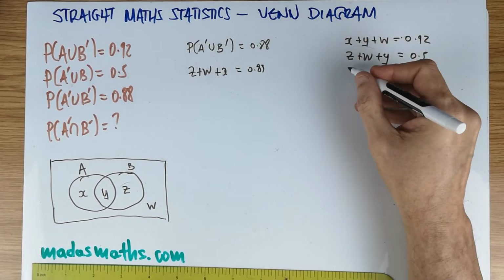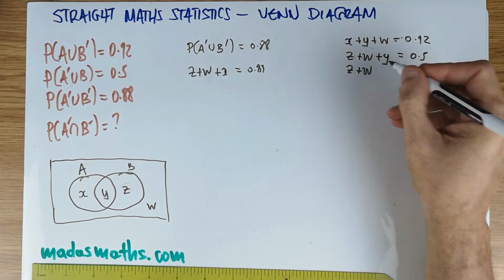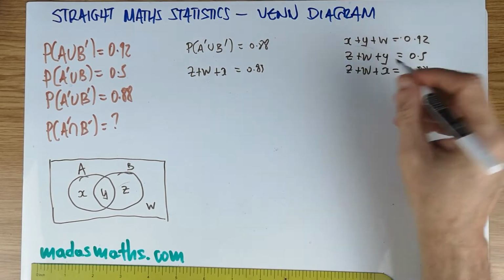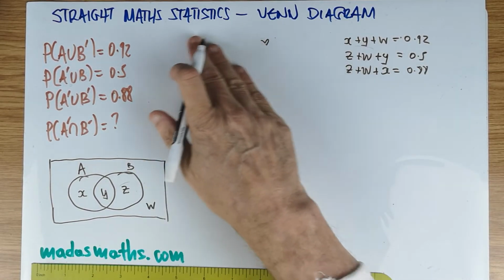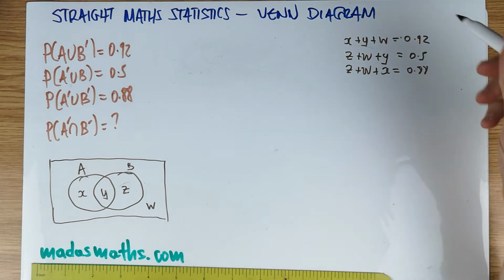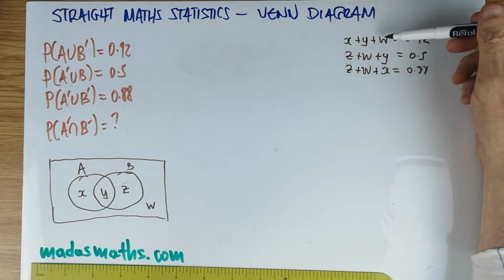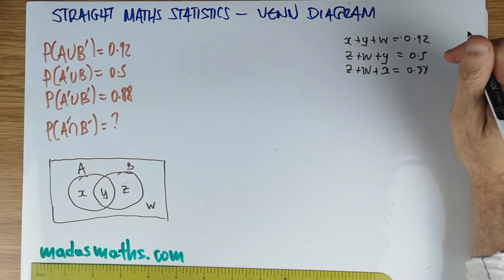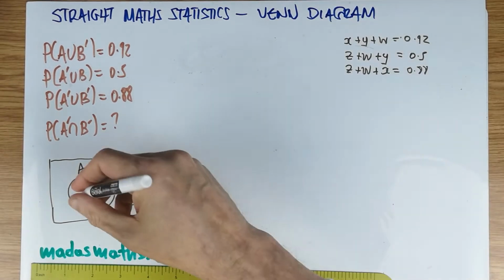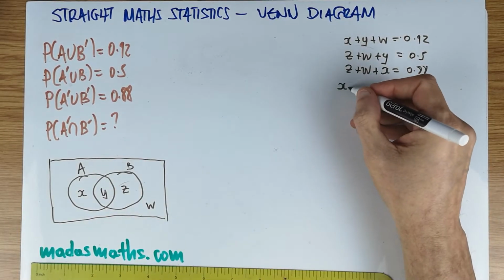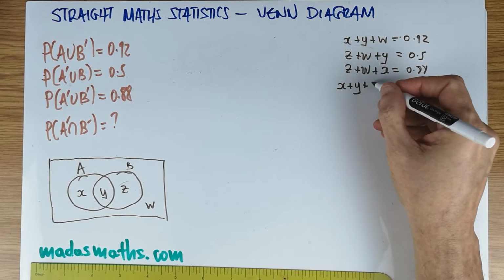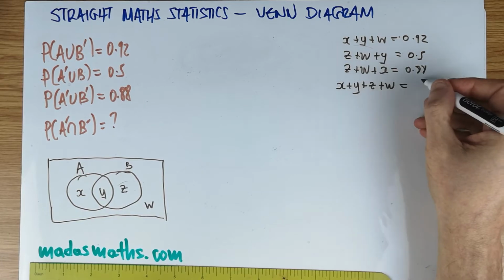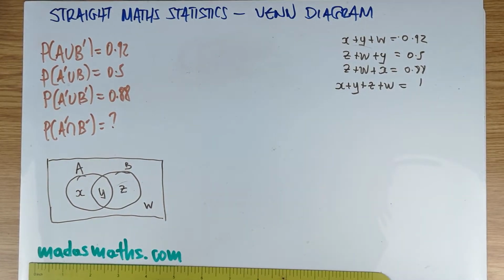So we have a third equation: Z plus W plus X is 0.88. But now we have a problem. We have in here 4 unknowns and 3 equations. Of course, there's always a fourth equation in this, which says all these numbers or quantities, X plus Y plus Z plus W, must be equal to 1.